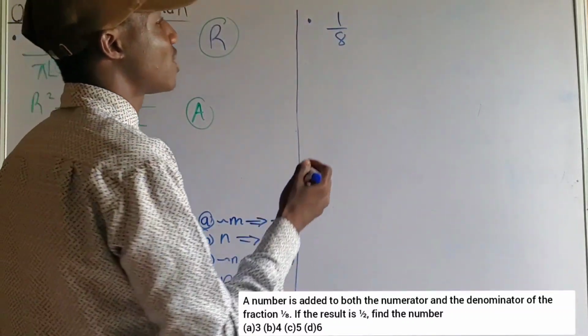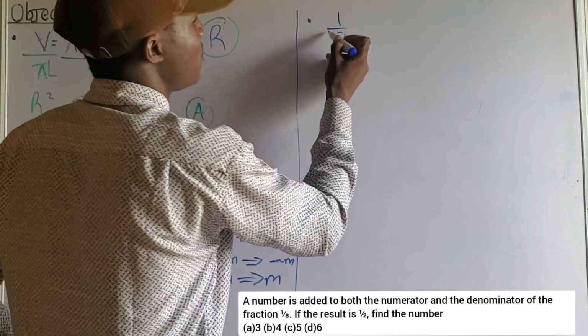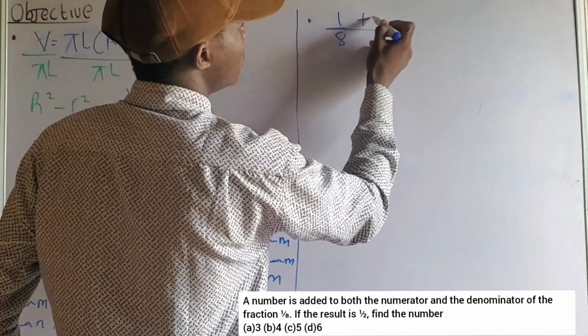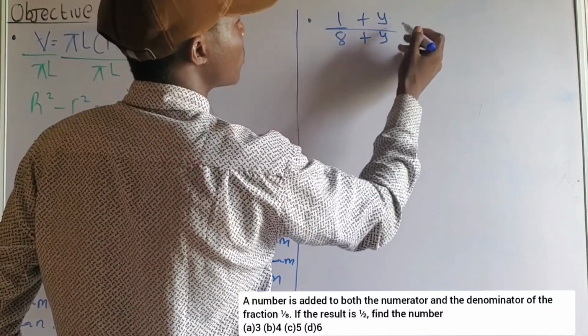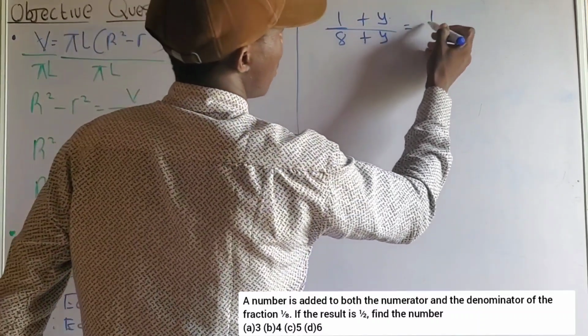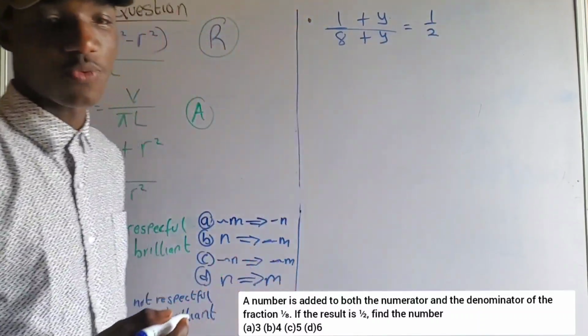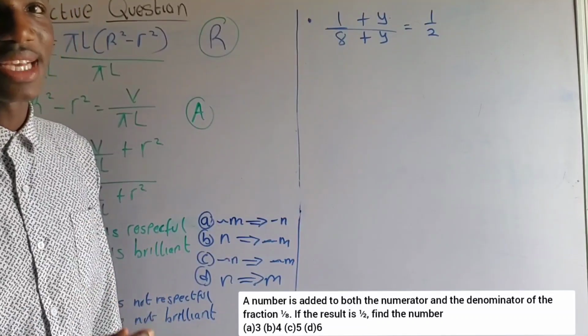So what we are going to do is let the number be any letter, maybe y. That means if we add y to the numerator and the denominator of this, the result that it gives us is 1/2. So all we have to do is solve for the value of y. Do you understand?